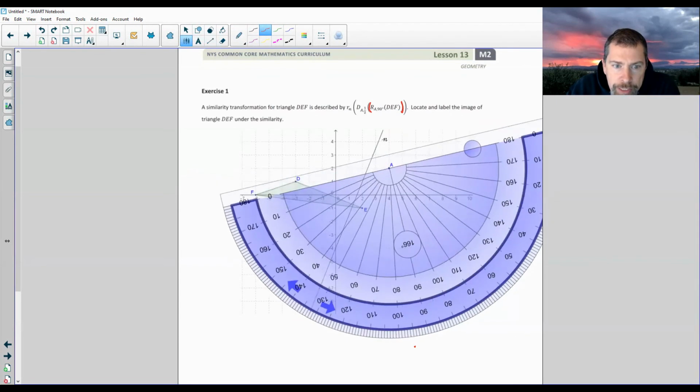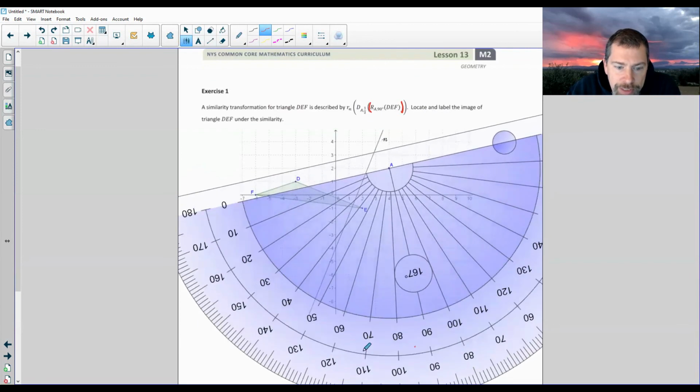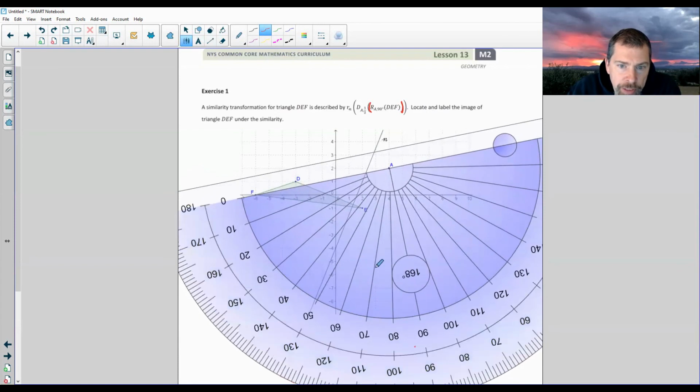And I'm going to line it up with F. Let me make it a little bit larger. I want to be able to see. This is pretty cool, isn't it? So there it is. Crosshairs on A. Point F is on the 0. So 90 is somewhere down here.